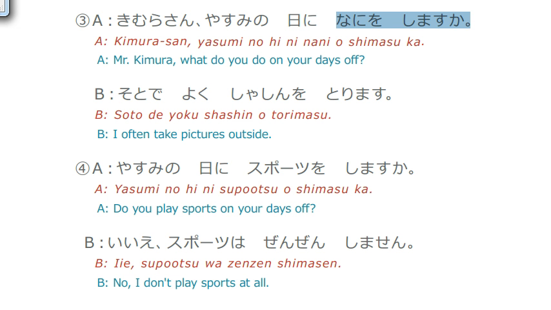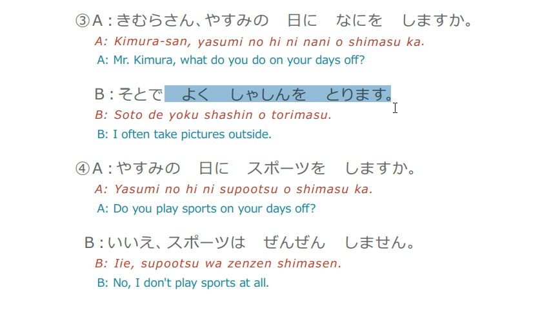よく写真を撮ります。So I often take photos. 写真を撮ります. Shashin is a photo. 撮ります is to take. If you're wondering in this example what soto there means, that means outside. So outside, and the particle de is showing the location. Location is soto, outside. De is the particle that shows the location of the action, and the action is all of this here.